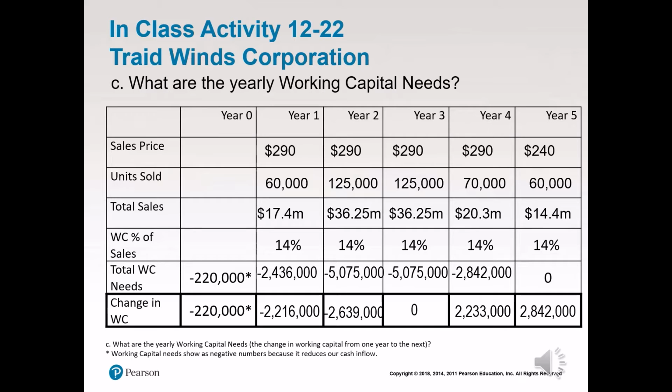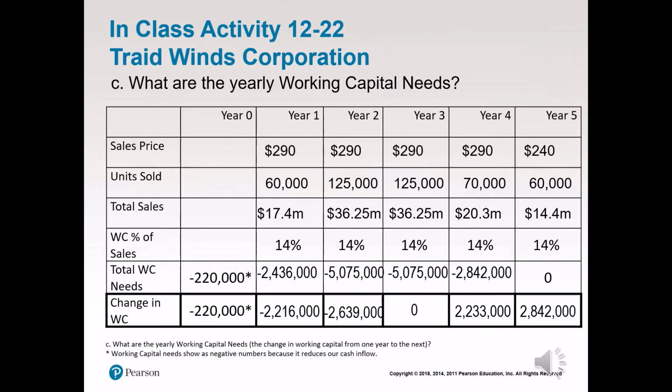Since we need 14% of our sales in working capital all the time, we can identify the balance in working capital that we need by taking our total sales and multiplying it times 14%. We show these numbers as negatives to indicate that those are needs that we have. This particular project has a working capital need in year 0 for inventory of 220,000.